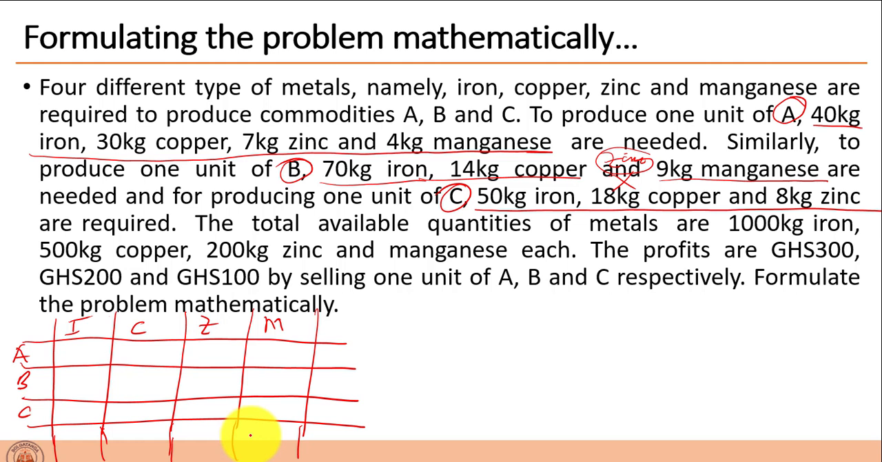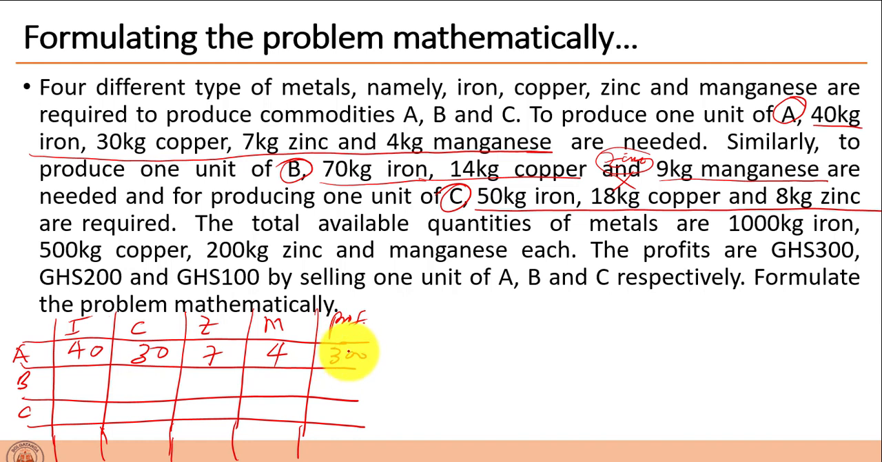For A, we need 40 kilograms of iron, 30 kilograms of the copper, 7 kilograms of the zinc, and 4 kilograms of the manganese. What profit are we going to get if we do this combination? We are going to get 300 Ghana cedis.